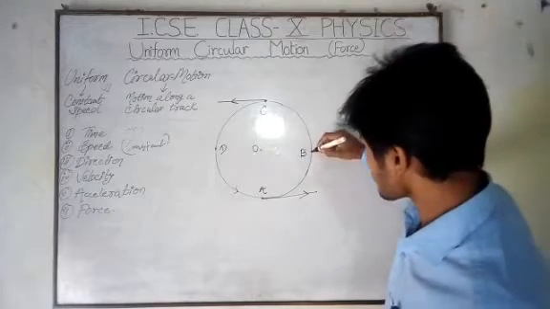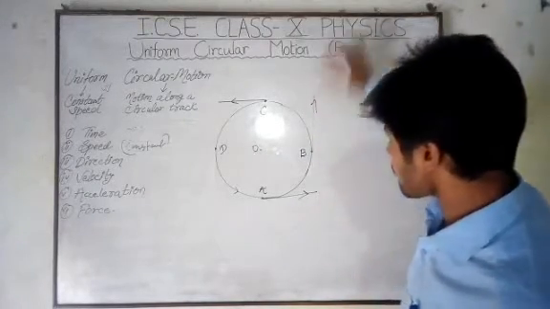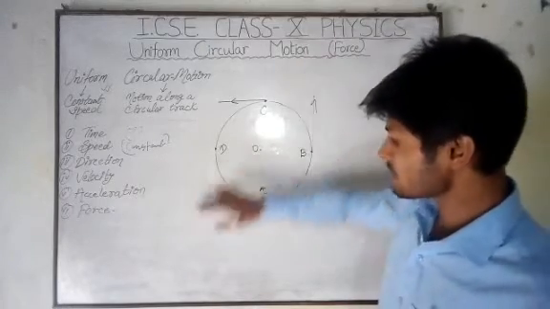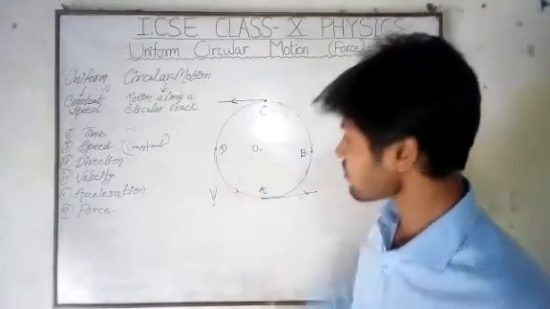Suppose we think about the point P, where the particle moves upward as on the board here. And at the point D, it moves downward.